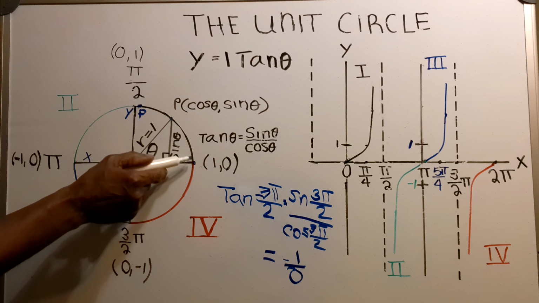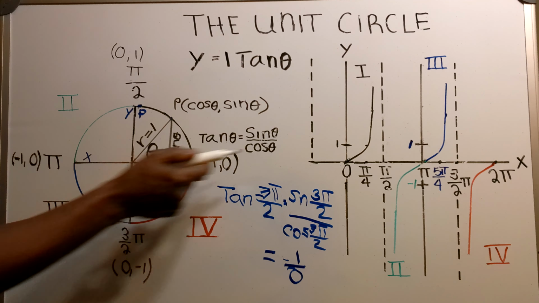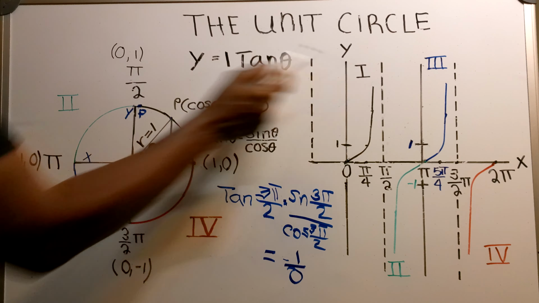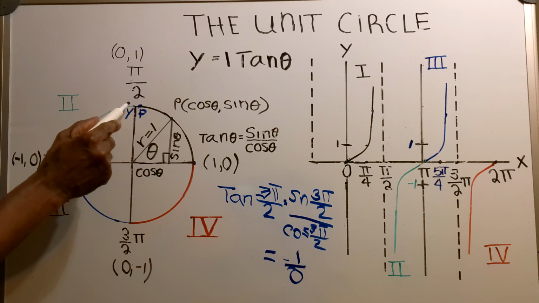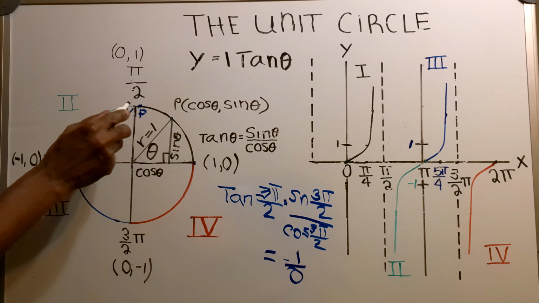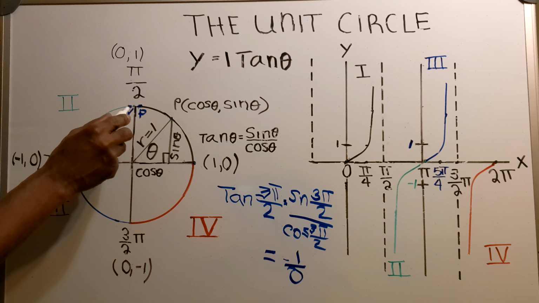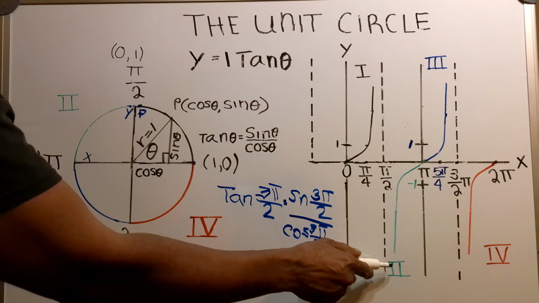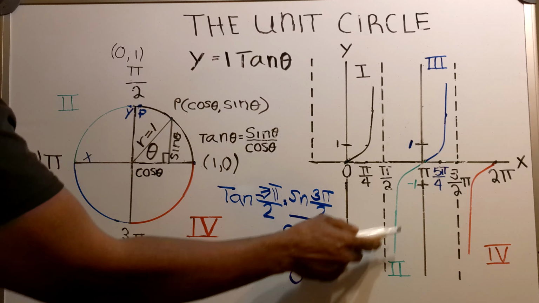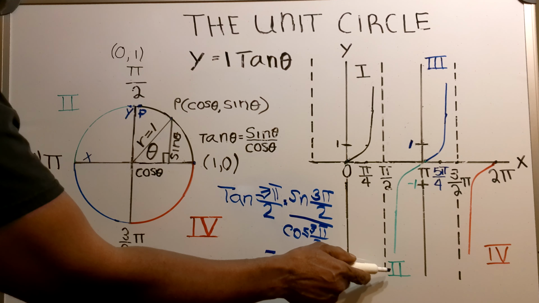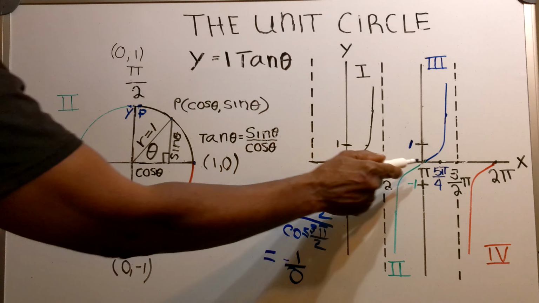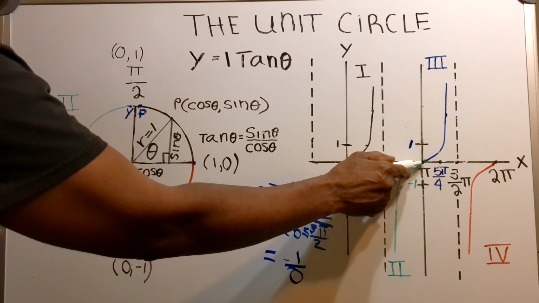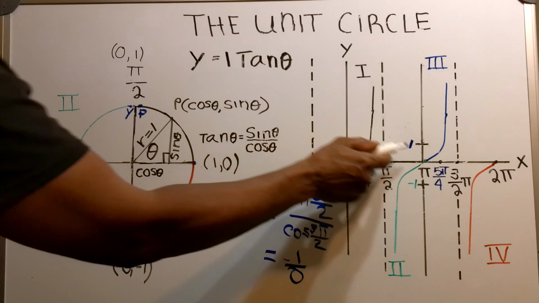So you go all the way around and you start at 0. Point P is not on the graph at pi over 2, so you skip it. Then point P starts somewhere along here and brings you into quadrant 2. It starts somewhere negative and goes all the way to pi, and the tangent of pi equals 0. Then it goes into quadrant 3.